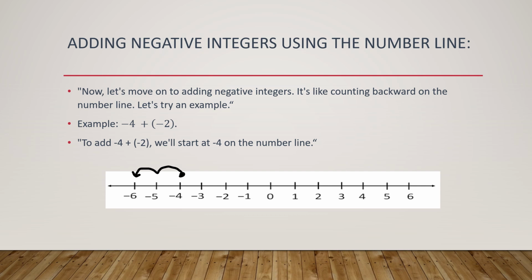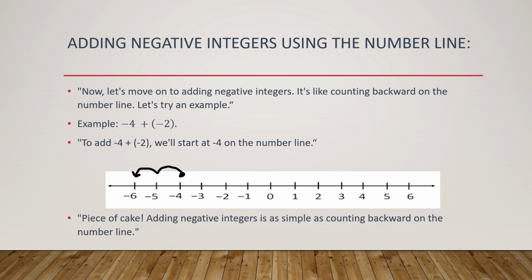So my final answer will be what? It will be -6. Ta-da! Wow, that's so good. Isn't it a piece of cake? Adding a negative integer is as simple as counting backward on the number line. It's very easy, very simple.